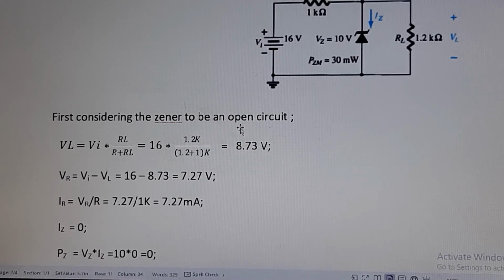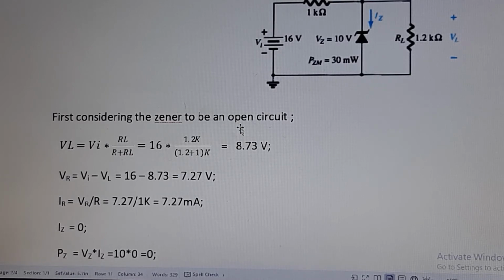Then if we want to determine VR, by applying KVL we can find VR is equal to Vi minus VL, that is 16 minus 8.73, that is 7.27 volt. And IR is equal to VR by R, that is 7.27 volt by 1 kilo ohm, equal to 7.27 milliampere. By this we can determine IR, load voltage VL, Iz and PZ.